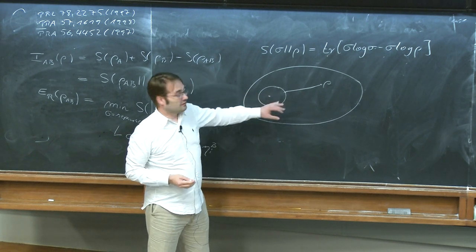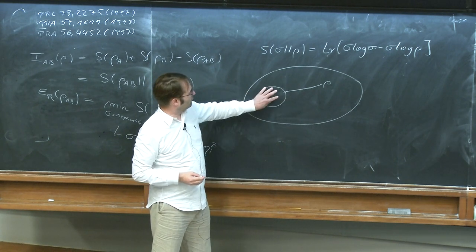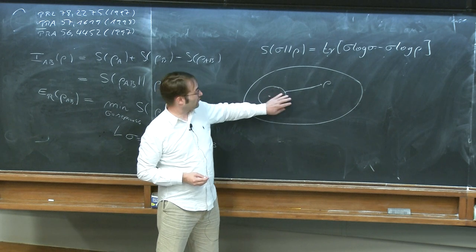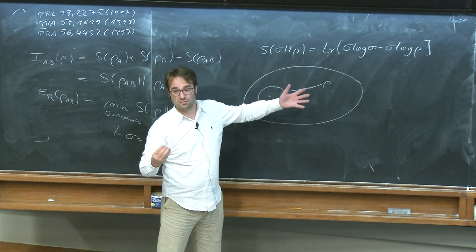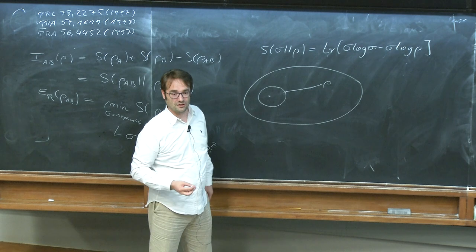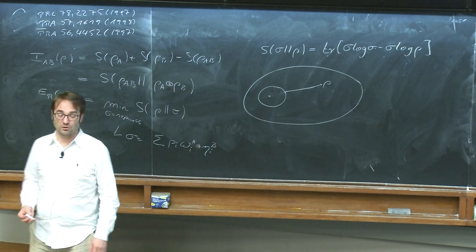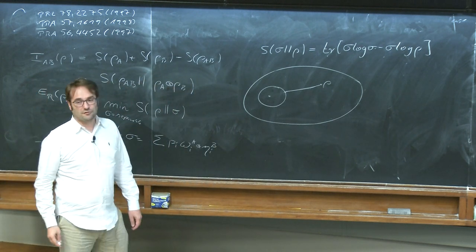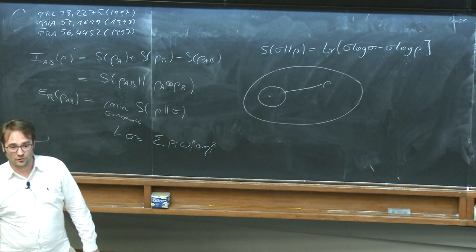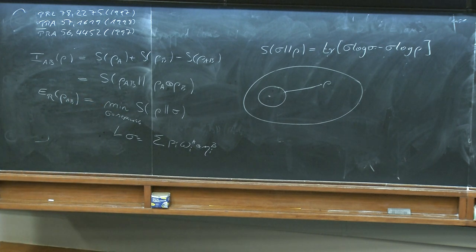And so in that way, the idea was that we account for all the classical correlations, and what is left over as distance must be related to quantum correlations. Okay? That was the motivation behind that. But that's, of course, only a motivation, and then one has to prove that this is a proper entanglement measure, and I will come back to that in a moment.